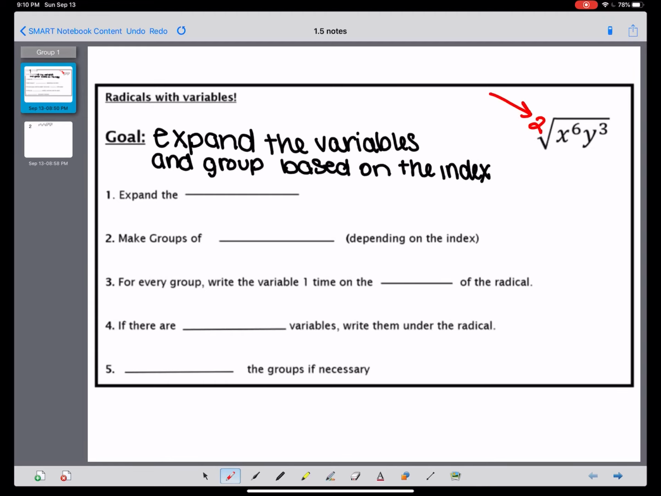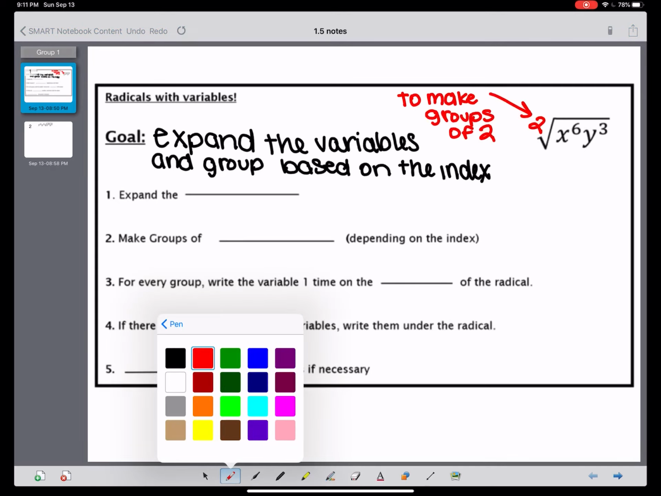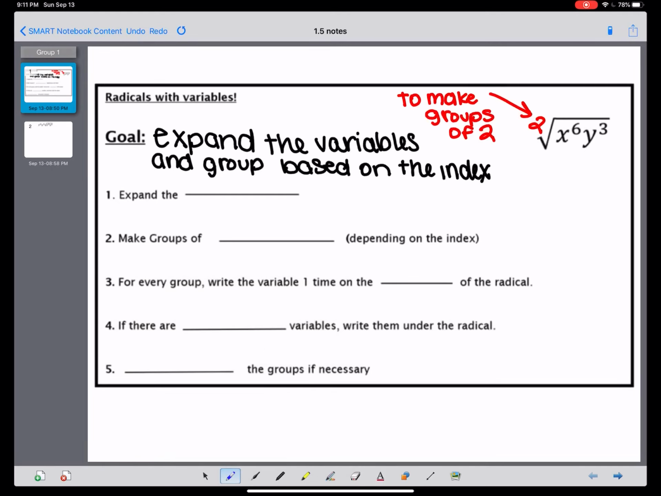right? And my index number tells me to make groups of 2 here. So my first step when I'm simplifying, right, is I want to go ahead and expand the variables, right? Or I want to expand out the exponents.